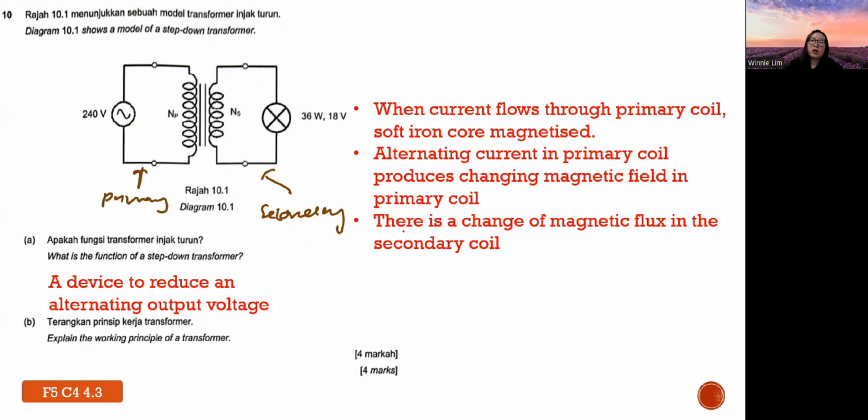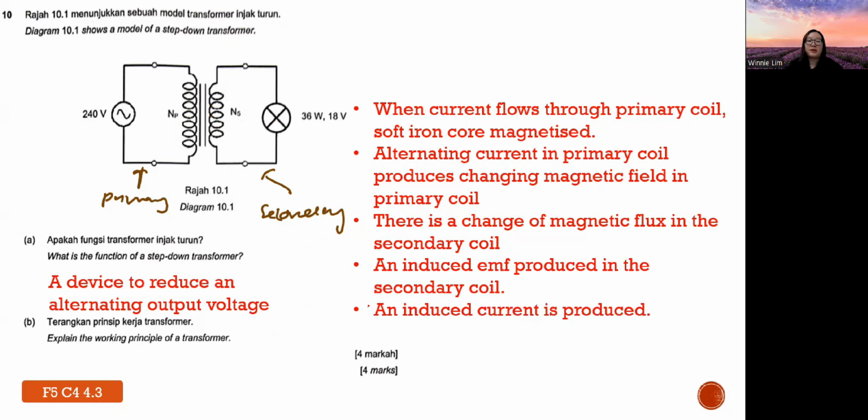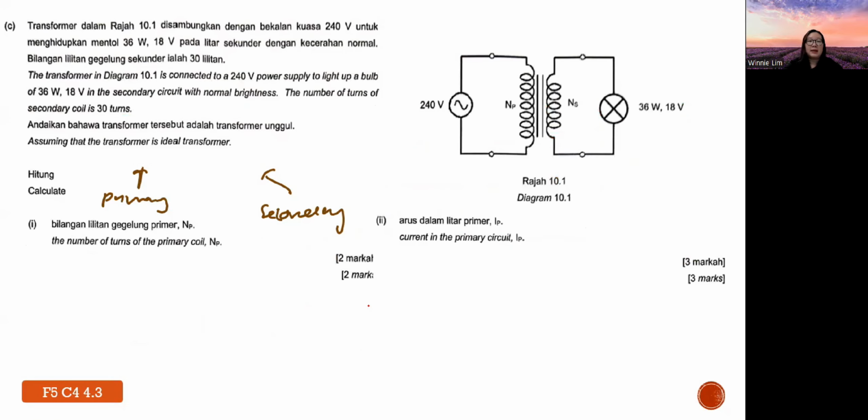And there is a change of magnetic flux in the secondary coil. Why? Because your field keeps on cutting, like the teacher just showed you. Induced EMF is produced in the secondary coil, and then the induced EMF will cause an induced current to be produced. So this is the idea. Okay, then move on. We have the next calculation part, a 5 marks question.